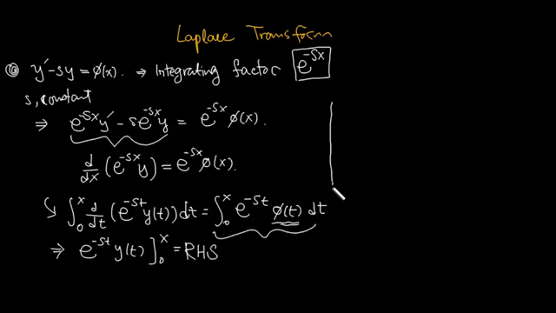Let me summarize it over here. If you evaluate the left hand side, you have negative e to the sx, y of x, and minus, when I plug in x equals 0 there, we have 0. I forgot to explain this choice of the value 0 here.